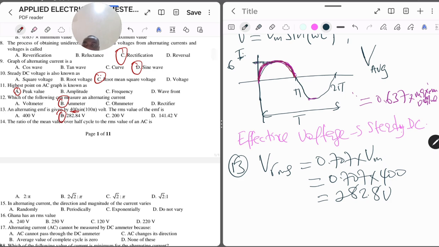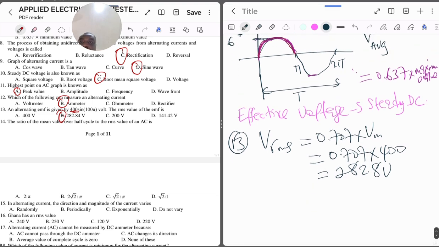Now moving to question 14. The ratio of the mean value over half a circle to the root mean square value of an alternating current is... So if you take the ratio of the mean value over half a circle, that's what we just refer to as the average value, right? You take it over half a circle, because if we take it over a full circle, you get zero. You get zero because we are dealing with alternating voltage.